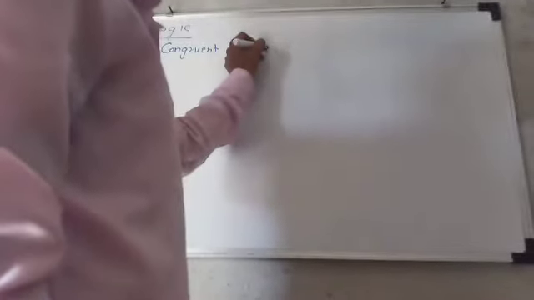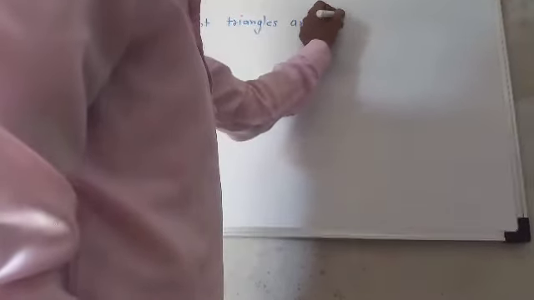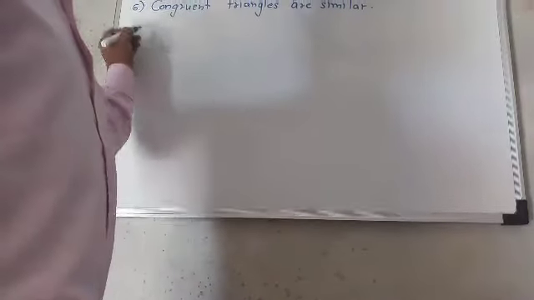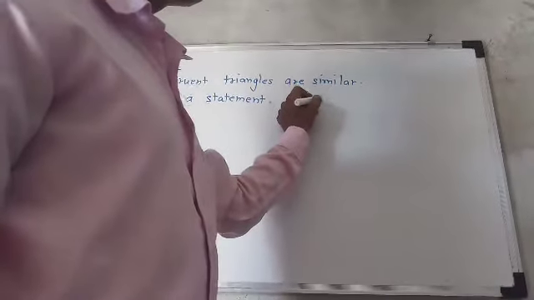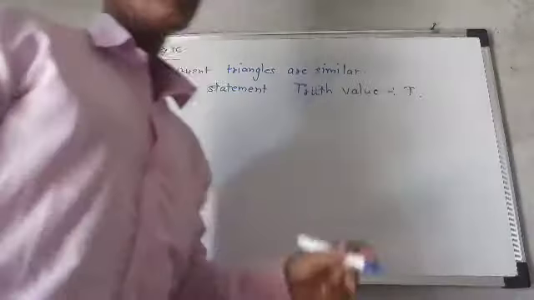Congruent triangles are similar. This is geometrical statement. It is a statement. Truth value T. Congruent triangles are obviously similar.